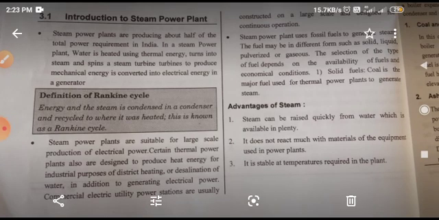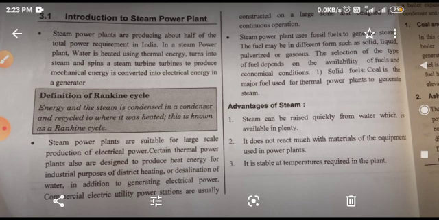This is a lecture of power plant engineering, in which we have completed our 2 units. Now I'm starting the third unit of this power plant engineering, that is steam and gas power plants. Before that, let's recall what we studied in the last lecture.